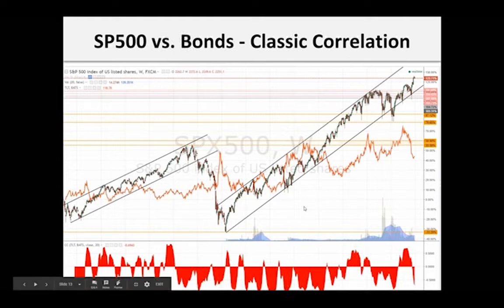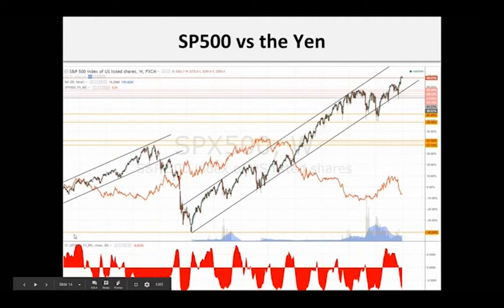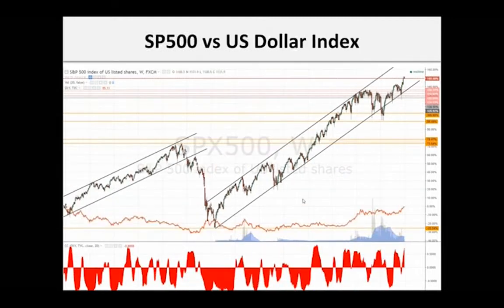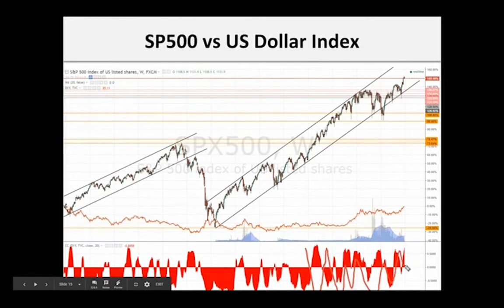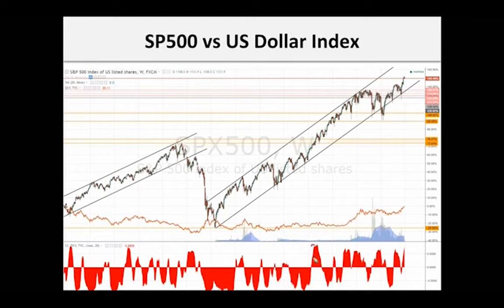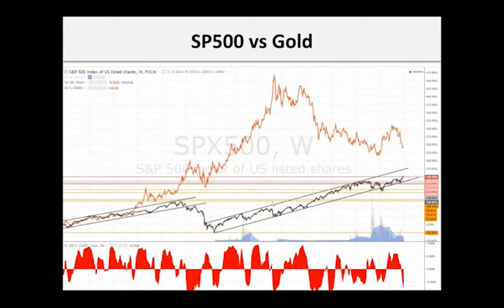All right, explaining why that is will take a long time, so I'm not going to do it. Just know it. S&P 500 versus the yen, you could see mostly negative correlation. S&P 500 versus the US dollar, that's a little bit shaky since about 2014. It hasn't really been as much of an inverse correlation. It's spent as much time positively as inversely correlated. S&P 500 versus gold, kind of similar.